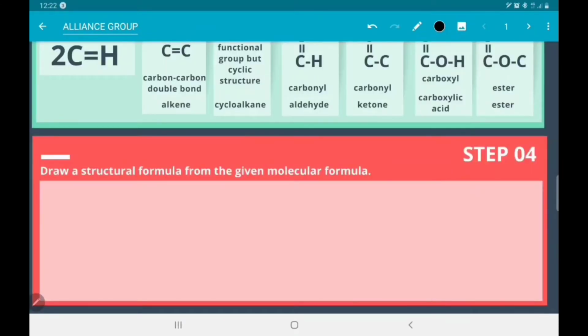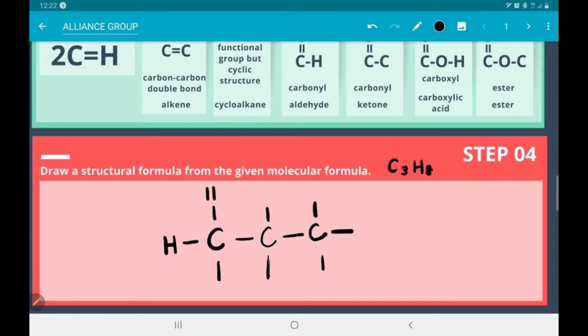Step number 4, we want to write the structural formula from molecular formula C3H8. So we write 3 carbon, and all the carbon has single bonds. So all carbon has 4 single bonds. Now we complete all the bonds with hydrogen. So 1, 2, 3, 4, 5, 6, 7, 8. Now we have the molecular formula C3H8 and a structural formula C3H8.